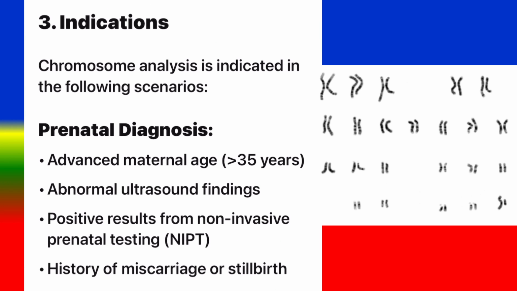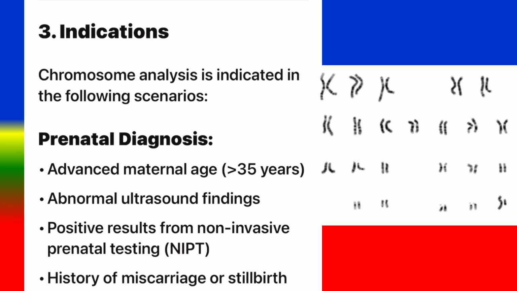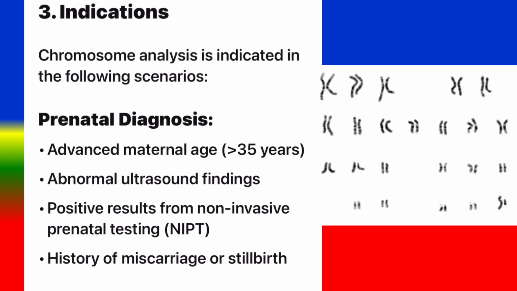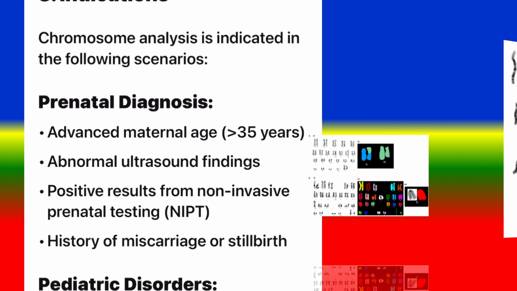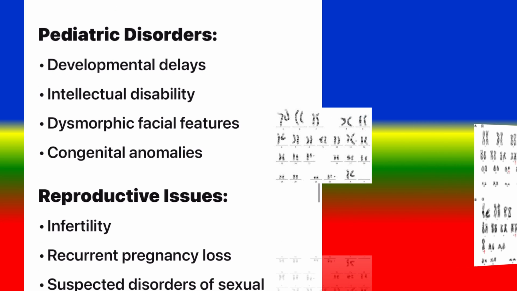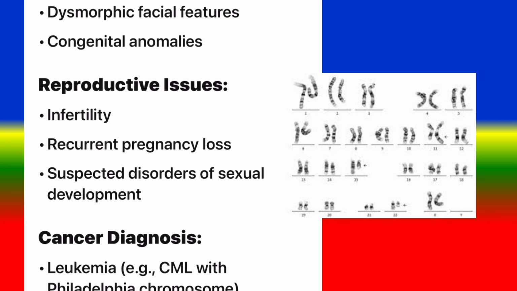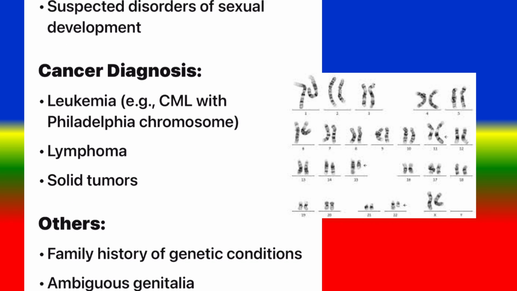3. Indications. Chromosome analysis is indicated in the following scenarios. Prenatal diagnosis: advanced maternal age, 35 years, abnormal ultrasound findings, positive results from non-invasive prenatal testing, NIPT, history of miscarriage or stillbirth. Pediatric disorders: developmental delays, intellectual disability, dysmorphic facial features, congenital anomalies. Reproductive issues: infertility, recurrent pregnancy loss, suspected disorders of sexual development.